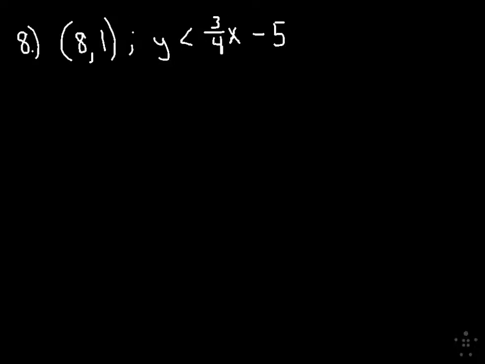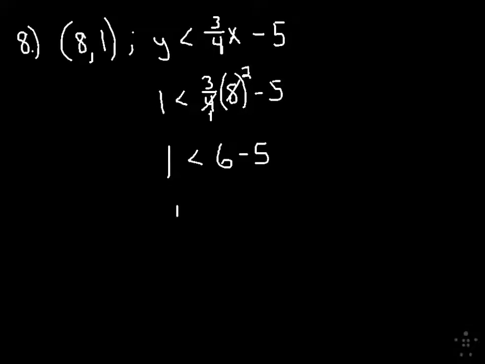Moving on to question number 8. Again, is 8, 1 a solution to this inequality? So we plug in our point, with the y being 1 is less than 3/4 times x, which is 8, minus 5. Now, I want to do some canceling here. It goes in twice, once. So I get 1 is less than 6 minus 5. So 1 is less than 1. Is 1 less than 1? No, 1 is equal to 1. And because there's no equal sign with this inequality, we'd have to say no on this one.